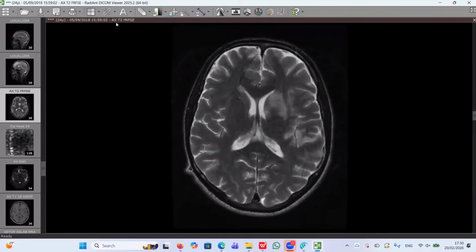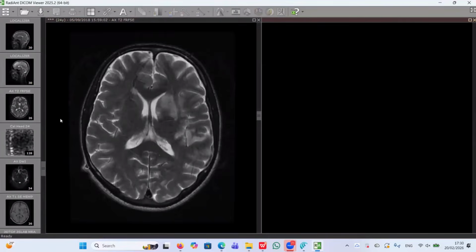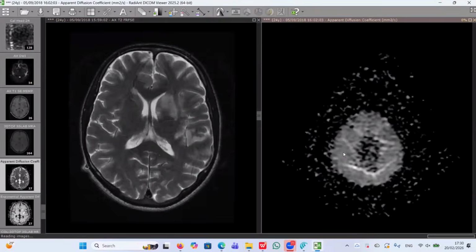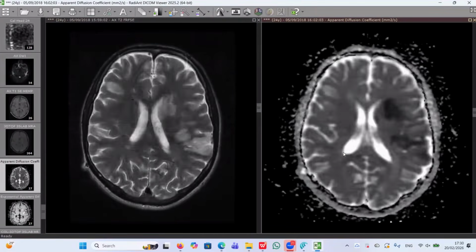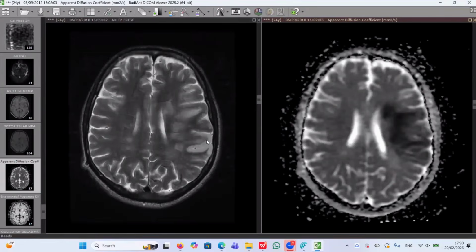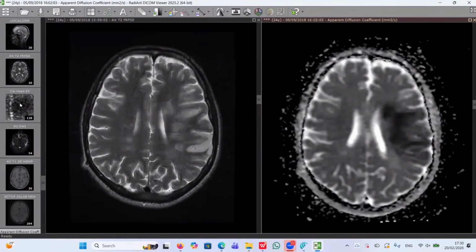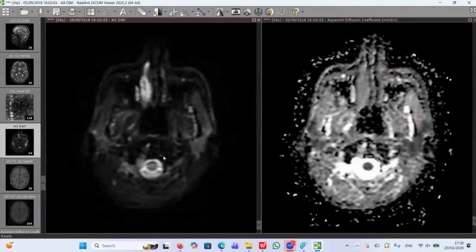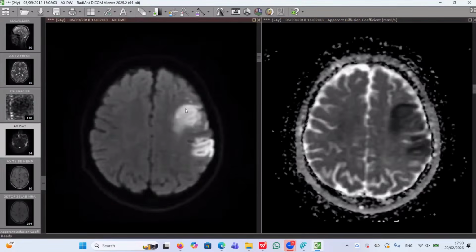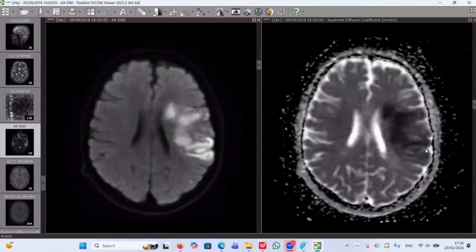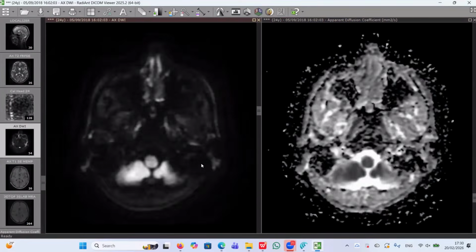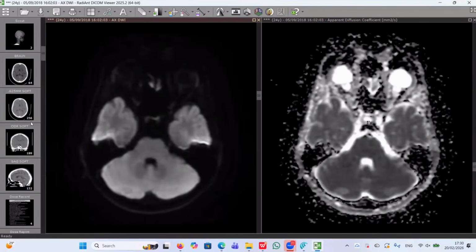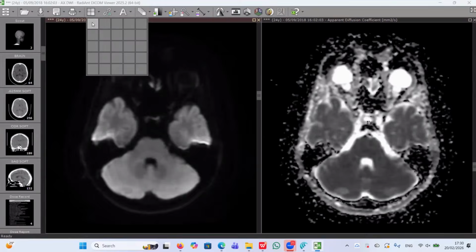And this one is the MRI brain for the same case. I want to show it to the other candidates. These are the classic features of acute infarction. This is the diffusion: high signal in the diffusion and low signal in the ADC map along the territory of the middle cerebral artery.